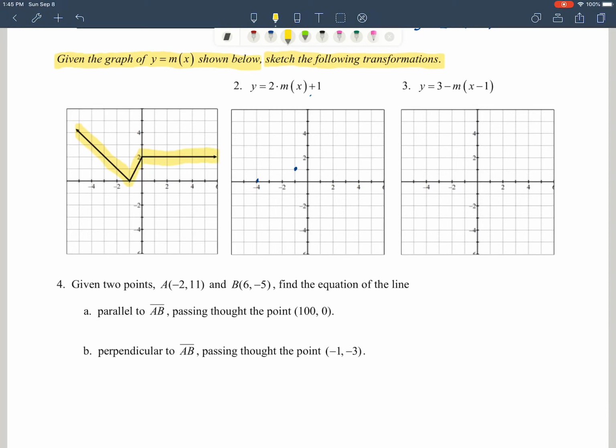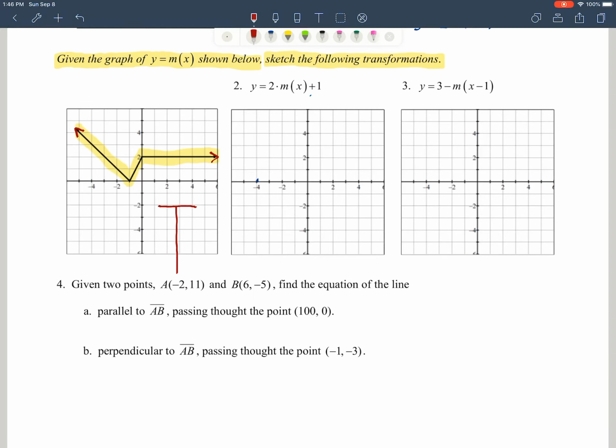First thing that we're going to need to do here is pull off some critical points. So I'm going to make a little table here, and I'm going to pull some points off here. Now, one thing to notice is that we do have arrows on the ends here. So this graph is going to continue to travel in each direction there. So make sure that when you're doing your transformations that you pay attention to that.